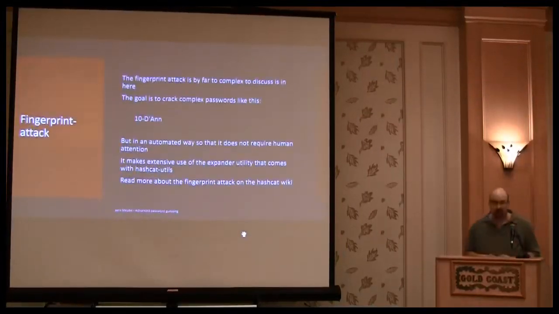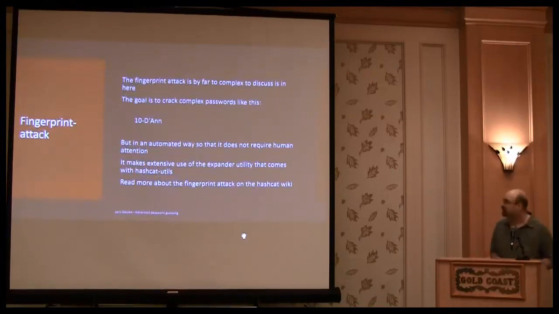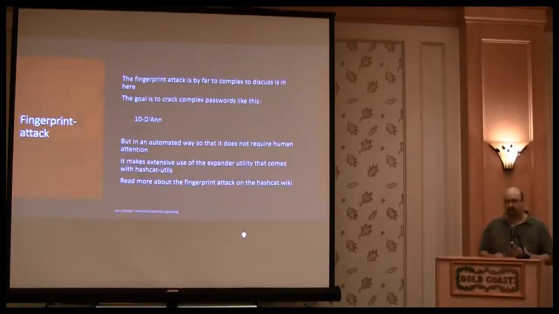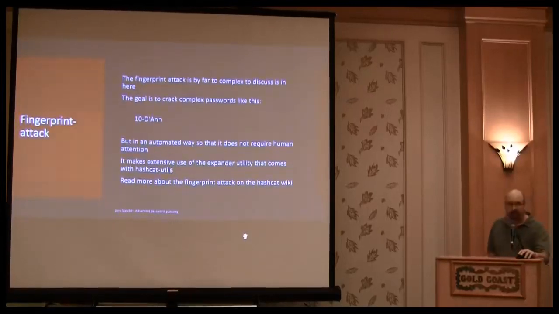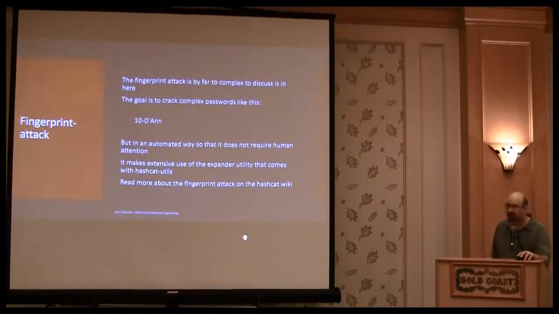The fingerprint attack again is something really complicated to explain. There are also videos, and the main goal of the fingerprint attack is to do automated attacks. So you do not want to write rules or think about what the user could have chosen for his password. You just want to have the hash list, and you say hashcat can do something. So you can use the fingerprint attack. To do the fingerprint attack, you need the Hashcat utils, and with the Hashcat utils, there's a tool called Expander, which is the heart of the fingerprint attack.